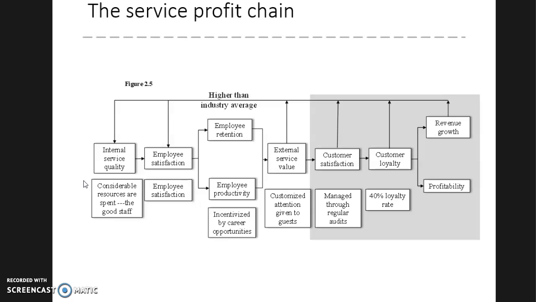But when you look at customized attention given to guests, how can you find that? You can do it through regular audits of your company. And so the higher the industry average, the better your growth and profitability will be.